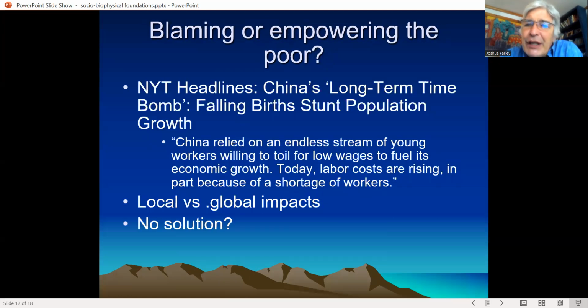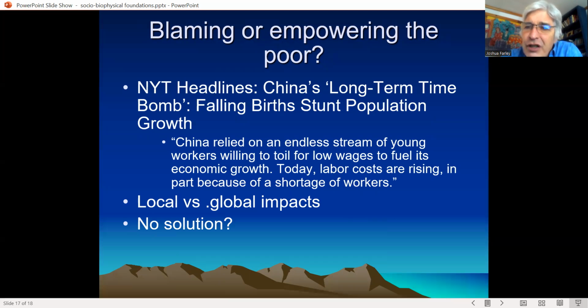So many people have accused me when I talk about overpopulation of blaming the poor. I actually think that addressing the population challenge is empowering the poor. I use as one prime example a recent New York Times headline, China's long-term time bomb, falling births stunt population growth.